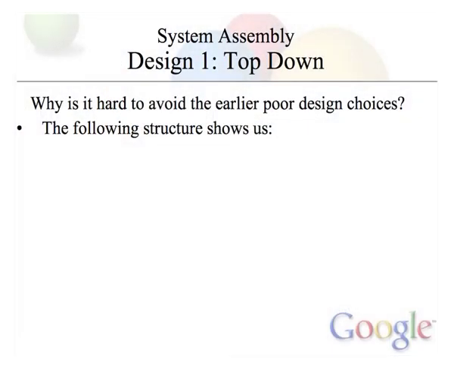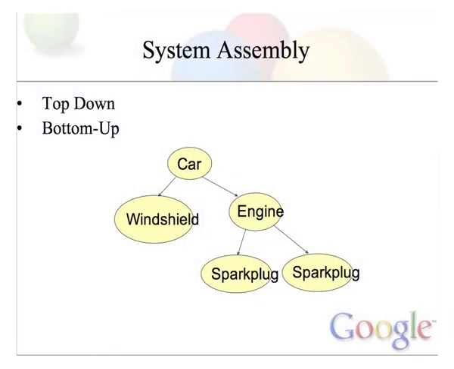So we're going to talk about system assembly, and we're going to use a different example than our Google Cacophony server, because this one is something that people understand how things are put together. If we're going to try to construct a car, and it needs a windshield and an engine needs spark plugs, we're going to look at two ways to assemble the system. One will be top-down, and one will be bottom-up.